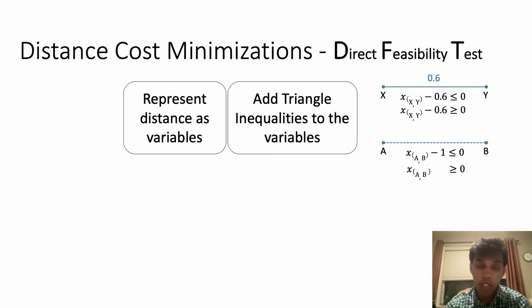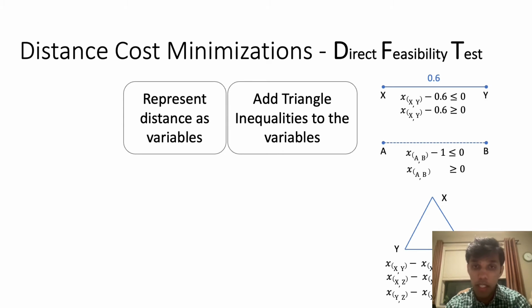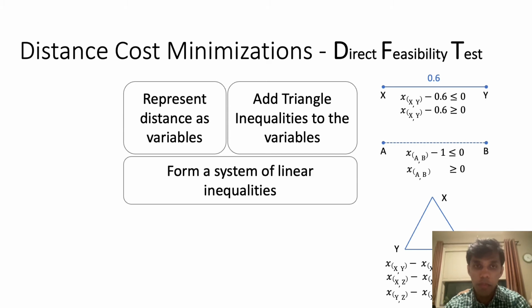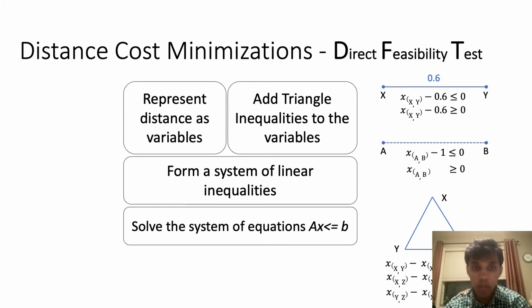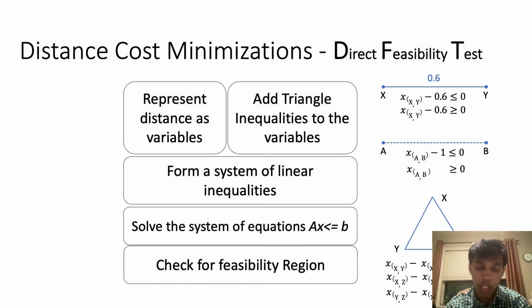After which, we introduce the triangle inequalities for each of the triangles in the system, such as xy minus xz minus yz, all less than or equal to 0. Thus, we form the system of linear inequalities and we solve it to check for the feasibility region, which corresponds to the if statements, and you can simply skip statements if this condition is not met.